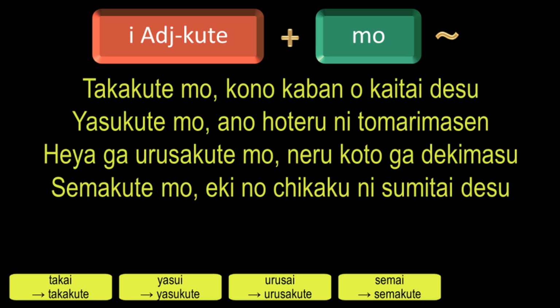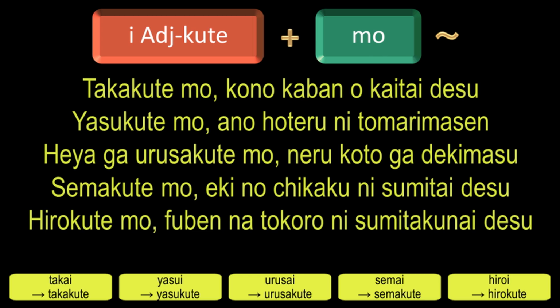Let me go to the next example. Hiroi means wide or spacious. By replacing the last e with kutte, we will get hirokutte. And by adding mo, we will get the expression hirokutte mo, which means even if it is spacious. And to say even if it is spacious, I don't want to live in an inconvenient place. In Japanese, it will be Hirokutte mo fuben na tokoro ni sumitaku nai desu.